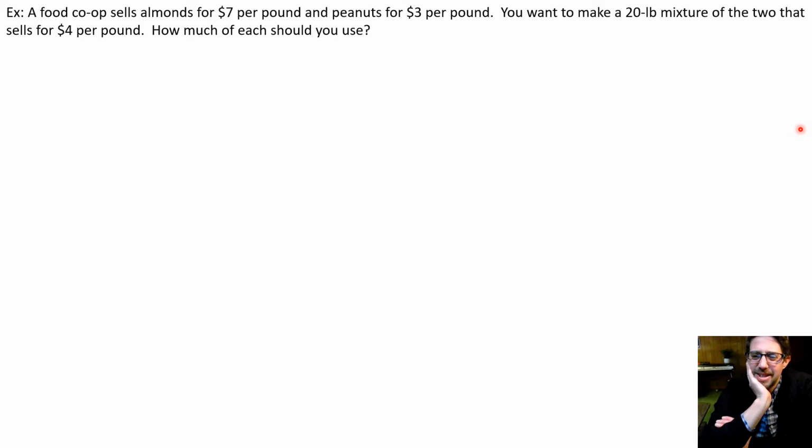So you see what I mean? It doesn't really jump out, to me at least, how to set up the second equation. You know you want to make a 20-pound mixture. So if you call almonds A and peanuts P or whatever, then you know A plus P has to be 20. Okay, so that one kind of jumps out, but the second one doesn't. So here we go, the table.